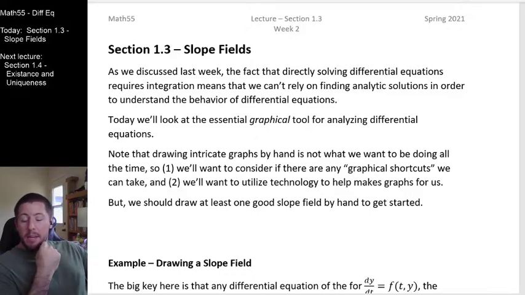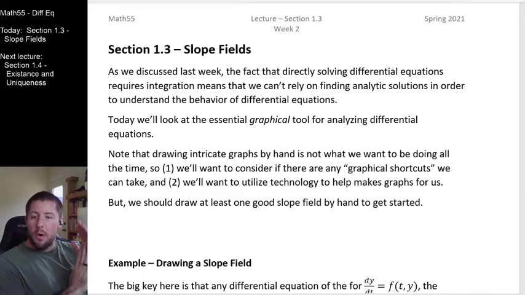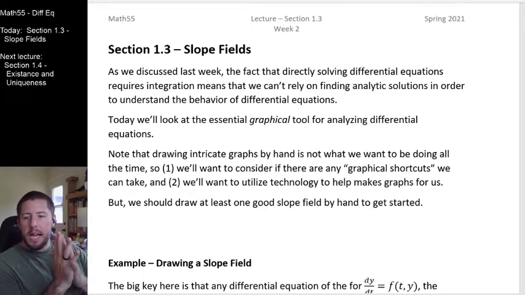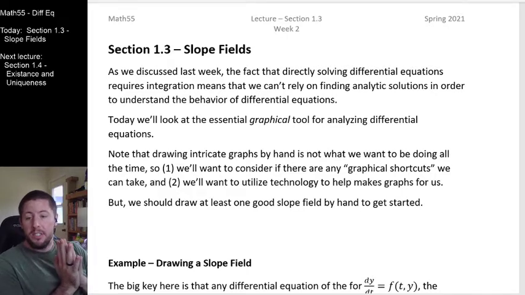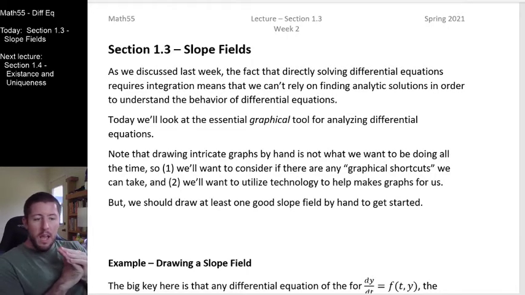That's going to be our topic of section 1.5, a graphical shortcut we can take. The other idea of today, number two, is that we want to use technology to help make these graphs for us. So half of today's video is going to be us talking through some of the technology we want to have available to us. We're going to look at how we use technology to just get solutions to differential equations for us, and how we do this in a differential equations class.